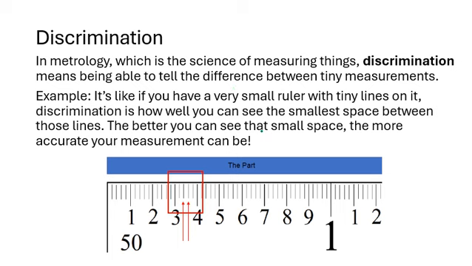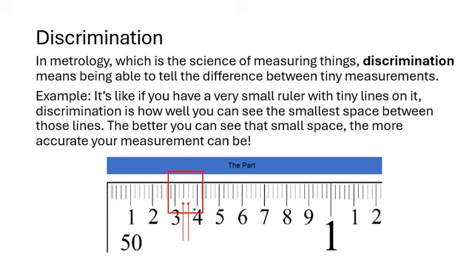Alright, so discrimination is being able to tell the difference between tiny measurements. Okay, so right here you have a scale on your steel rule. It's like if you have a very small rule with tiny lines or markings on it. So your discrimination is how well you can see the smallest space between these lines or markings. So the better you can see that small space, the more accurate your measurement can be.